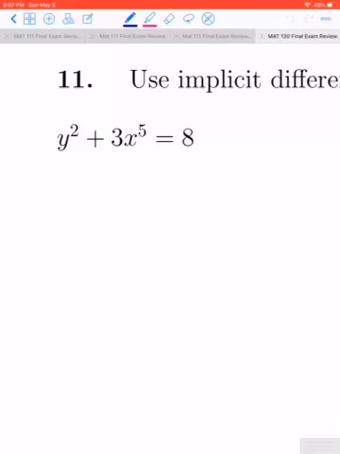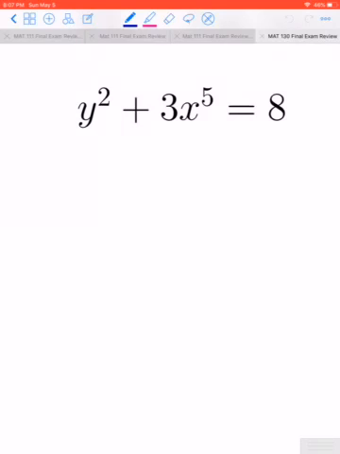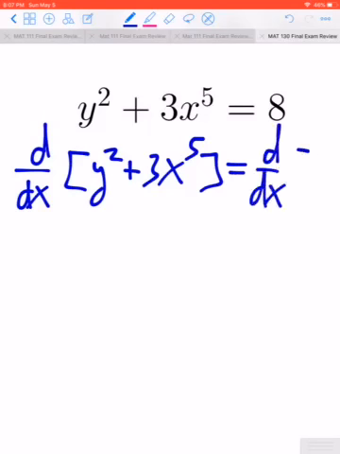For question number 11, we want to use implicit differentiation to find the derivative. First thing we're going to do is begin by differentiating both sides of the equation with respect to x. So we're going to do d/dx of y squared plus 3x to the fifth. It's going to be equal to d/dx of 8.